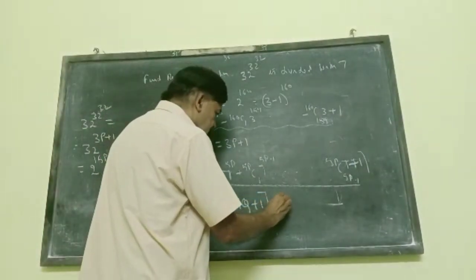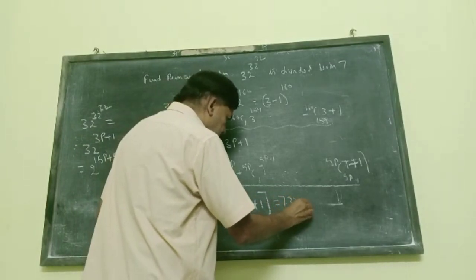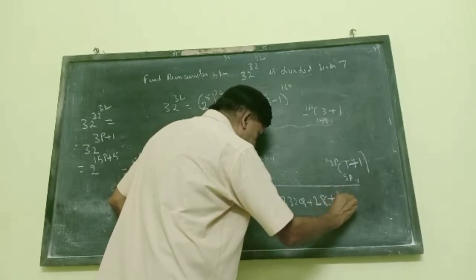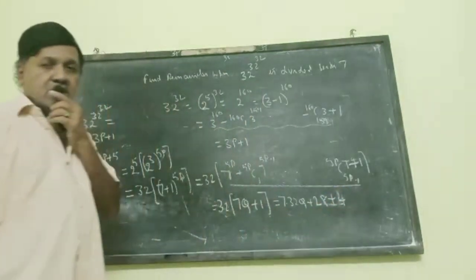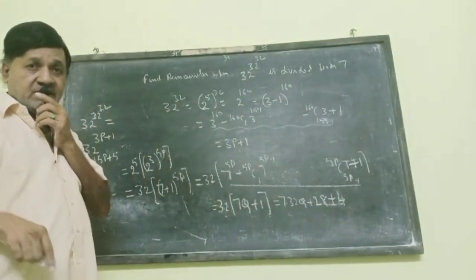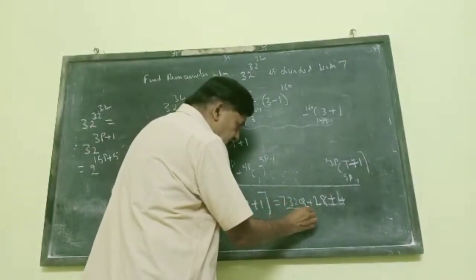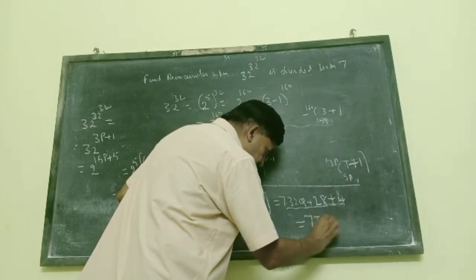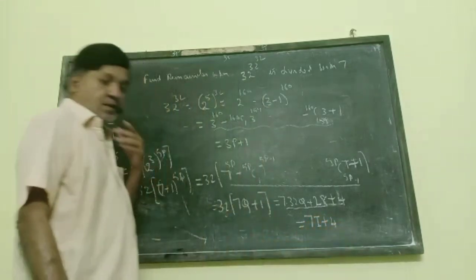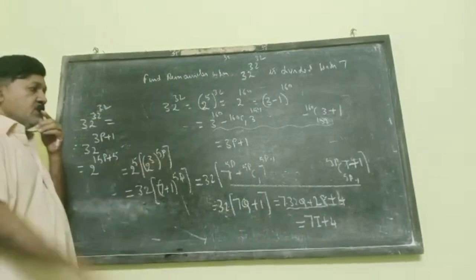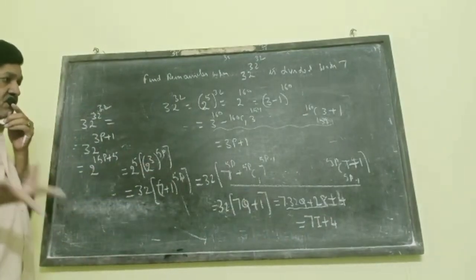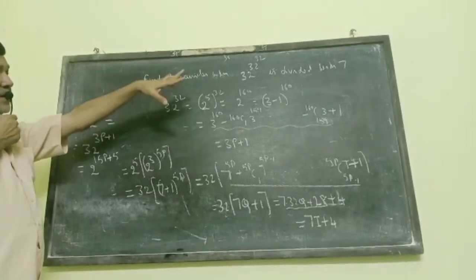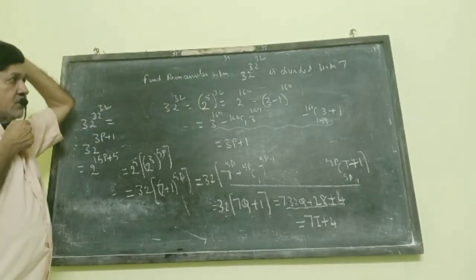This is 7 into 32 cube plus 28 plus 4. 32 is 28 plus 4. 28 is a multiple of 7. So all these are what? Multiples of 7. So this is of the form 7i plus 4. So 7i plus 4, when you divide by 7, what is the remainder? 4. That's it.